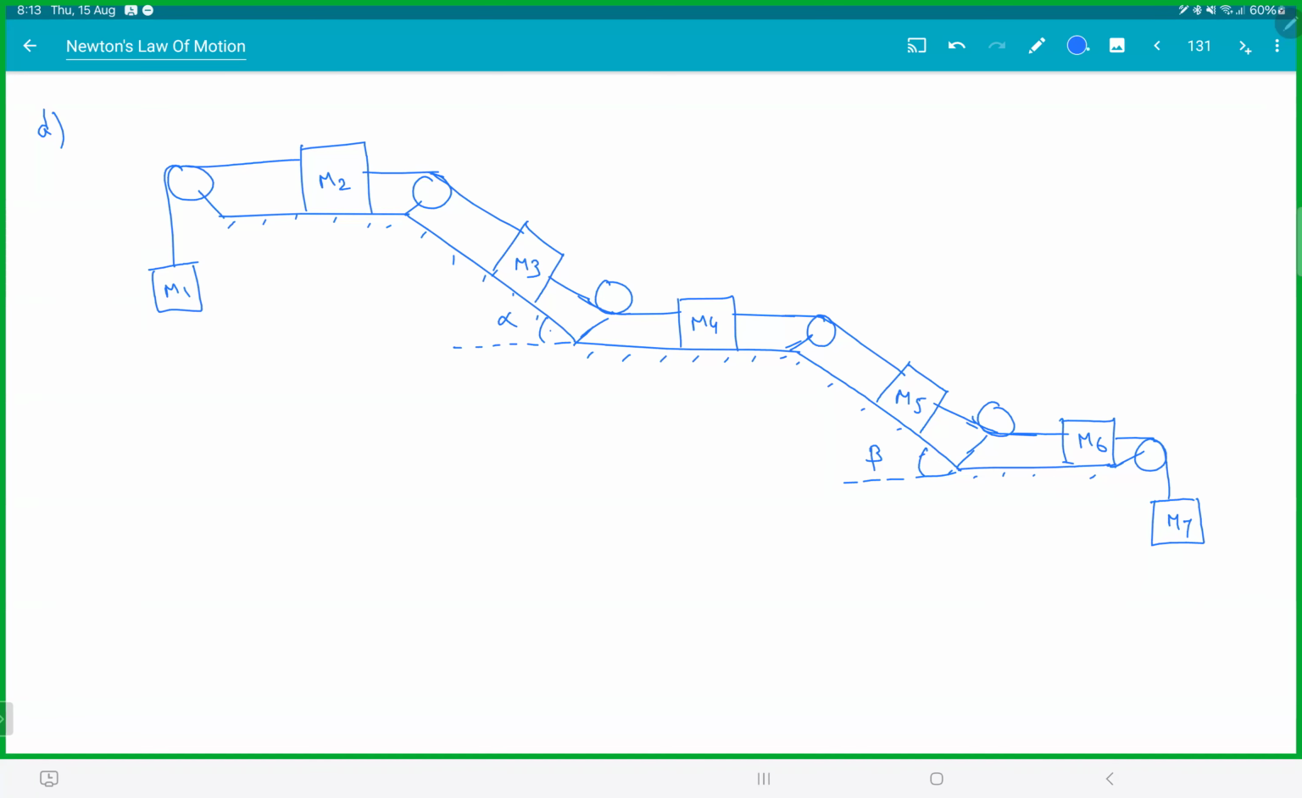Gravity is there. I want you to find the acceleration of the system and the tension in this string. I want you to find the tension in the string between M4 and M5. Now, if you try to draw this, there are 7 FBDs. Find acceleration and tension T. Find the tension T in that string which is connected between 4 and 5. Let's get this.